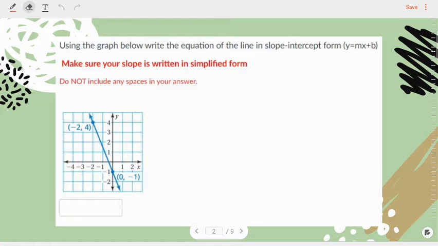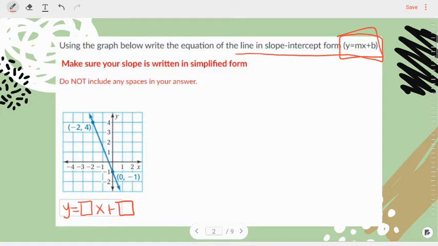So to get started, question number 1. I'm going to use the graph below to write the equation of a line in slope-intercept form. This right here is telling you the format my answer should be in. So in this blank spot down here, I'm going to type in y equals, and then I'm going to put some number x plus some number. Now remember what m stands for. m stands for the slope of the line, and b stands for the y-intercept. Okay, both things that I can find from a graph.